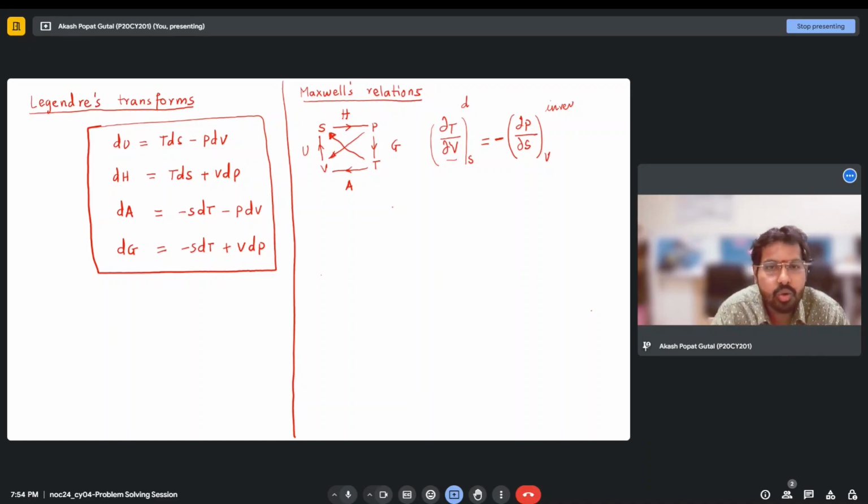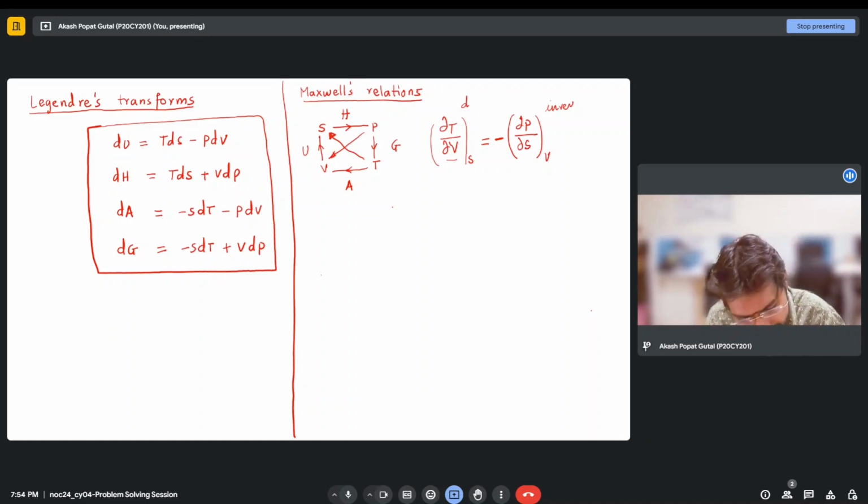So you need to check only the relation, or we can say the inverse or direct relation of these numerator and denominator at both sides of the equation, left and right side. If both are having directly proportional, then your sign will be positive. If left hand side has directly proportionality and right hand side has inverse proportionality, then your sign will be negative in the equation, Maxwell's relation.